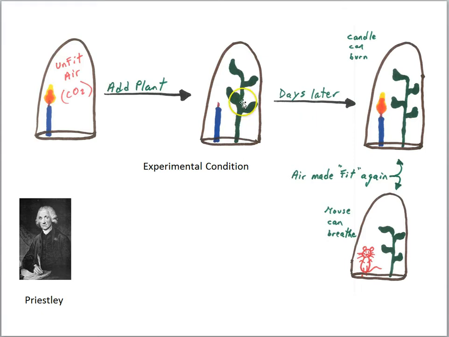It was a later chemist by the name of Lavoisier who finally understood that what the plants were doing was liberating a molecule called oxygen. So plants were liberating oxygen molecules, and it's the oxygen that was required for combustion and for life.